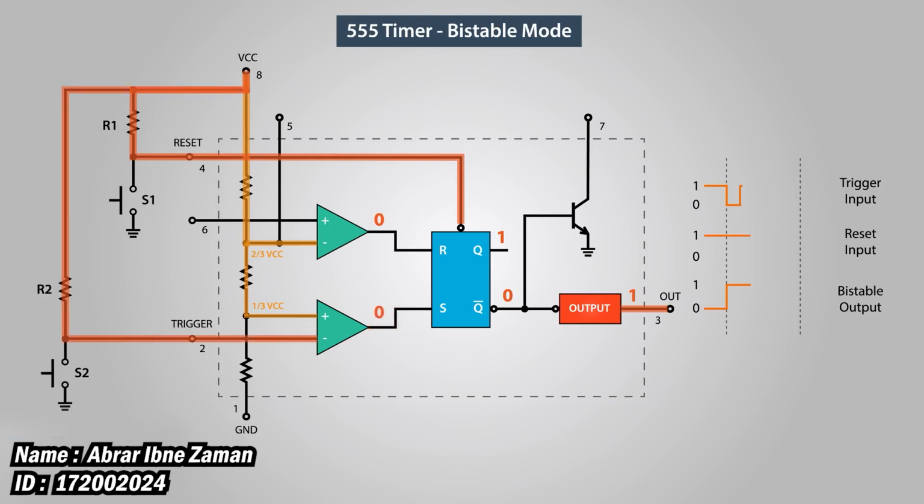The output will remain high even when the trigger push button is not pushed, because in that case the flip-flop inputs R and S will be 0, which means that the flip-flop won't change its previous state. For making the output low, we need to press the reset push button, which resets the flip-flop and the entire IC.